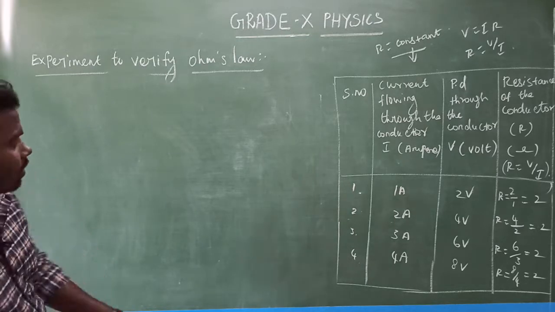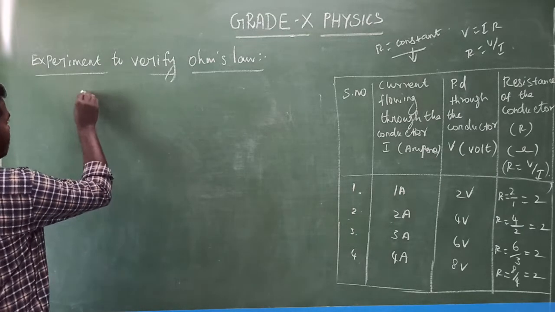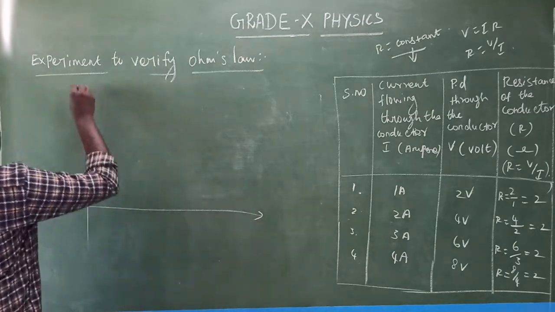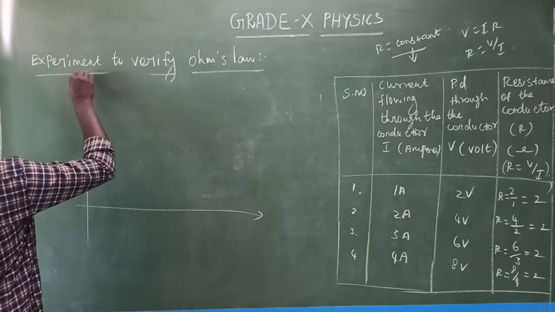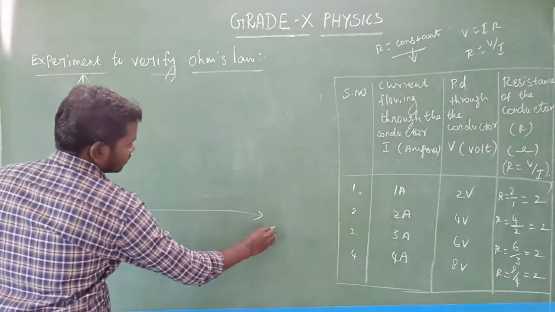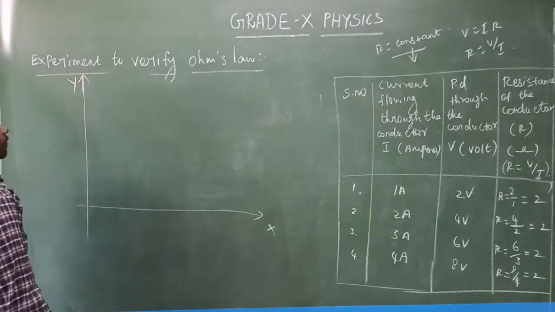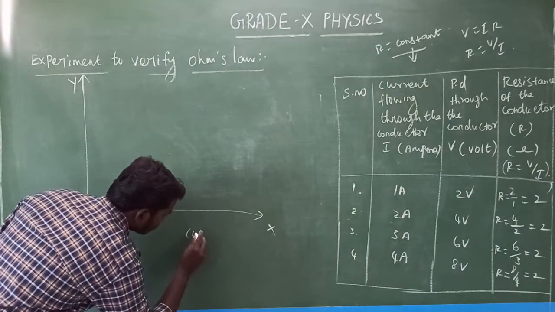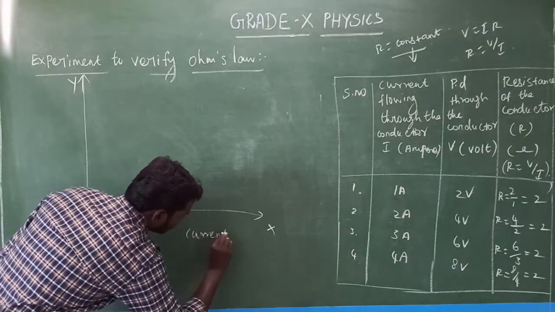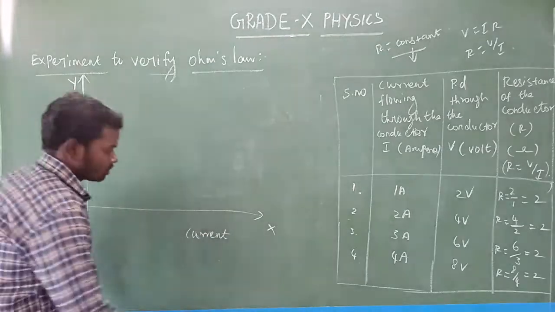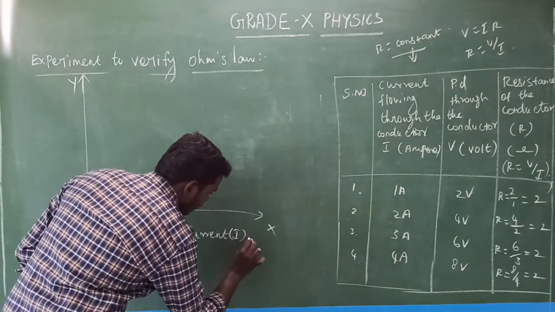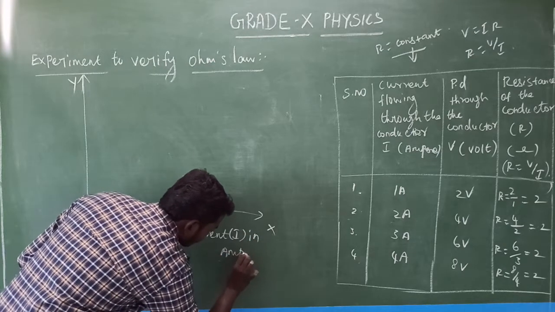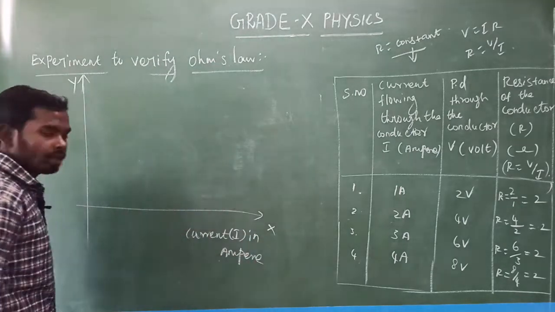Okay, so draw a graph. This is x-axis and this is y-axis. Okay, yes. Current is taken along the x-axis. Current I in ampere. So current is taken along the x-axis.